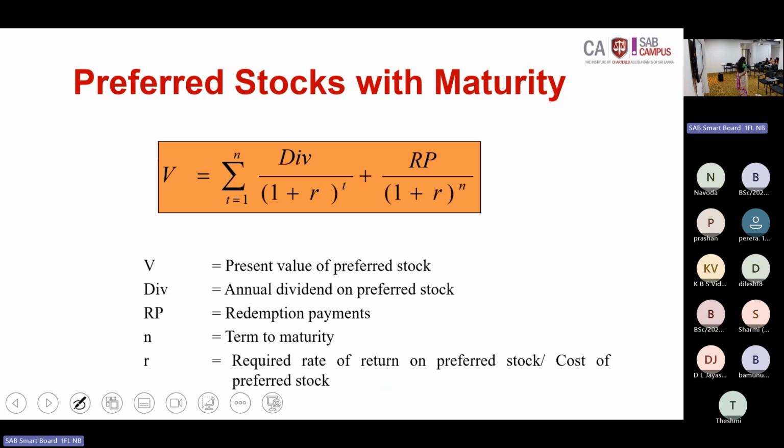What do you mean by the maturity? That means the shareholder is going to hold these shares for a specific period. At the end of that period, what happened? We need to redeem the shares, right? The company needs to redeem the shares. Accordingly, we identify the preferred stock with the maturity as the redeemable preference shares.